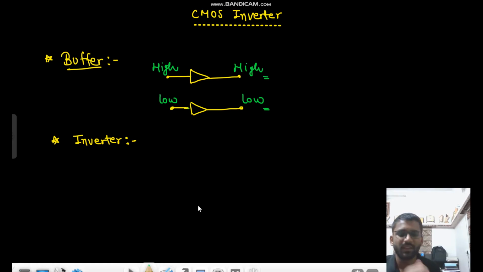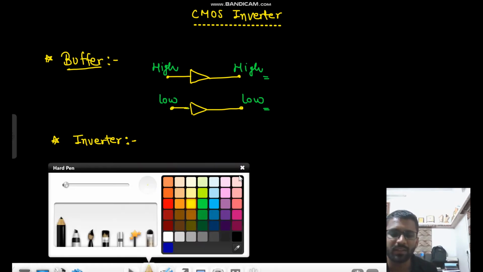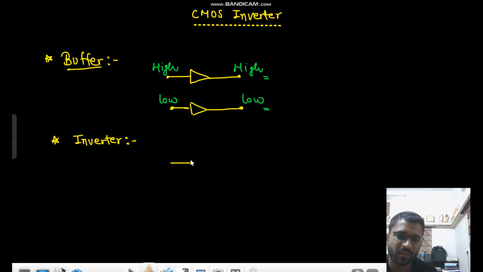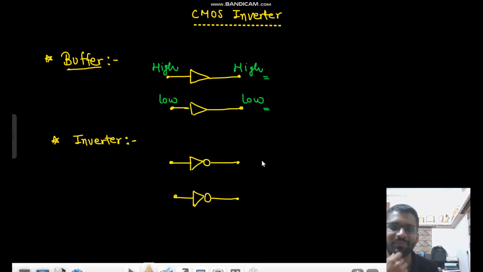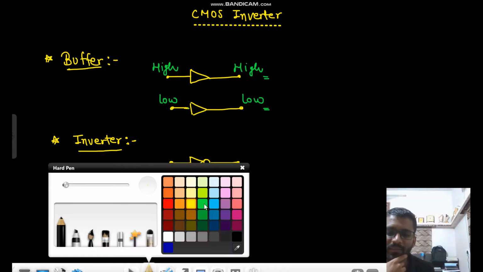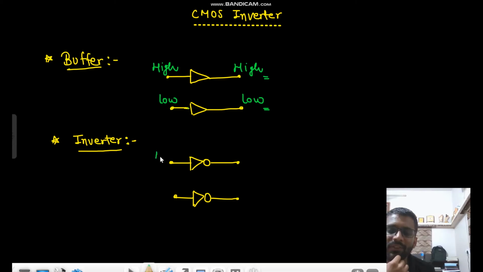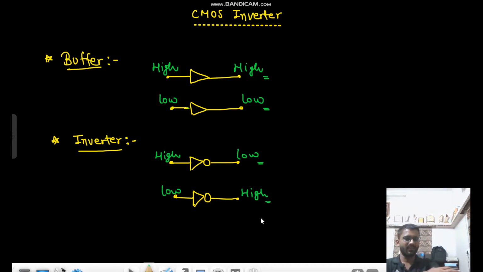Now I'm talking about an inverter. This is how you make an inverter. In case of an inverter, if we give a high input, we get a low output, and if we give a low input, we get a high output. This is the case of an inverter.